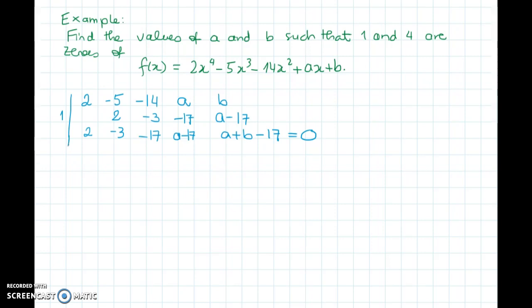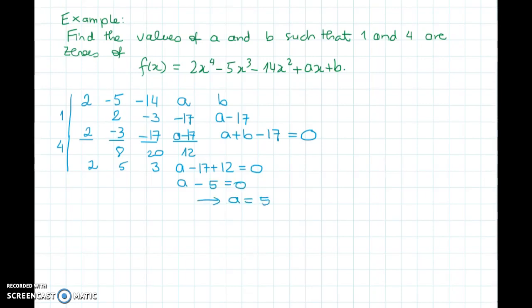We can go ahead and substitute also by 4. We have the coefficients we need left already over here. So let's do it. 5 to 10. And again, the remainder has to be 0. So what we are saying is that a minus 5 has to be 0. So we found that the value of a has to be 5.